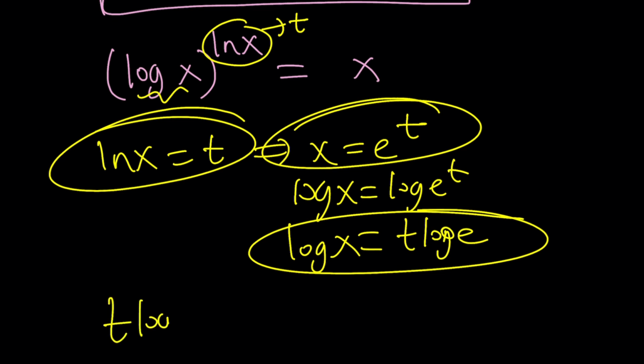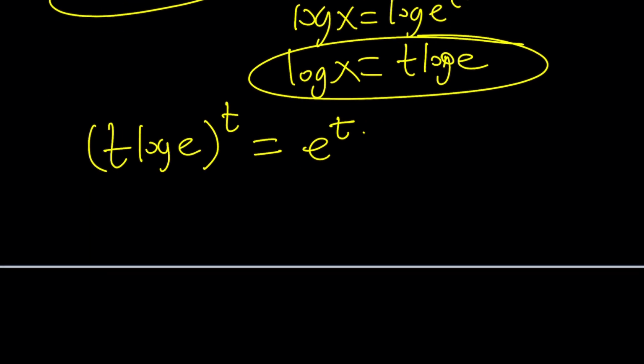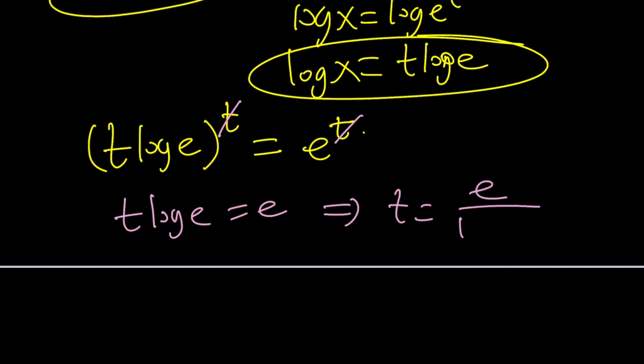t log e to the power t equals x, which is e to the power t. Okay, now notice that we have the t's again, so they kind of cancel out, and you end up with t log e equals e, and from here, t would be e over log e.